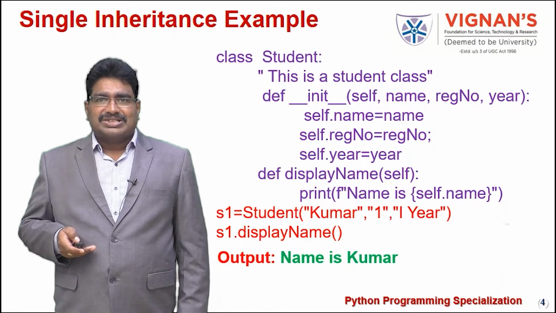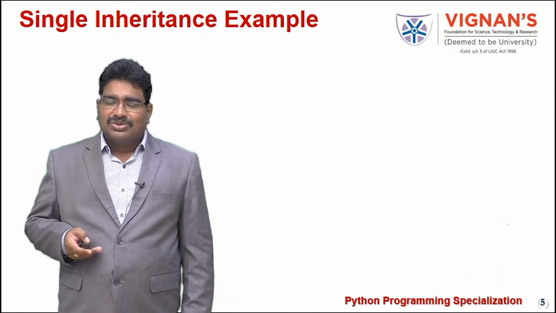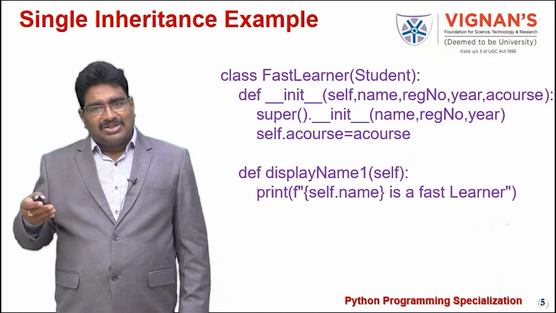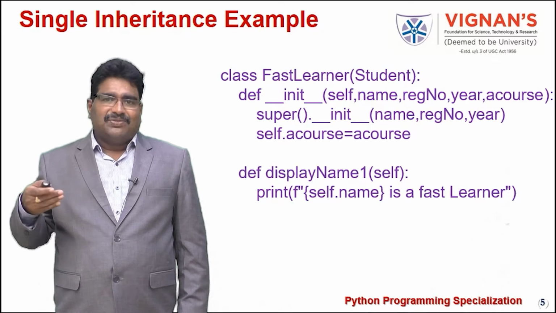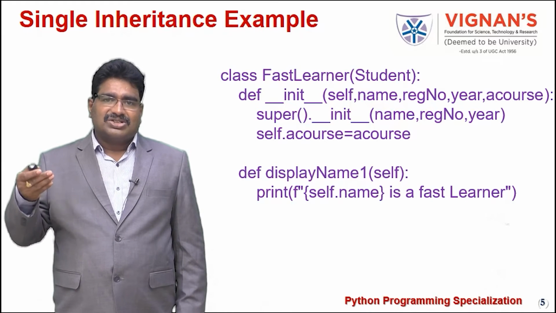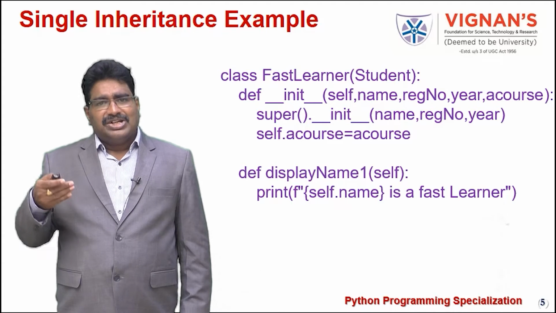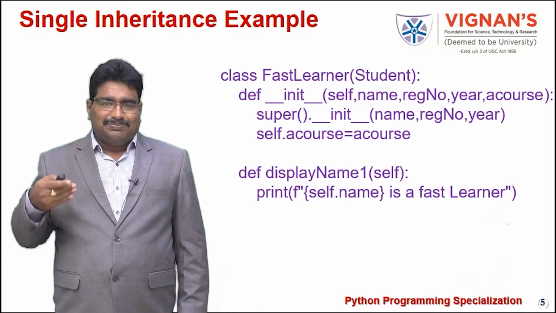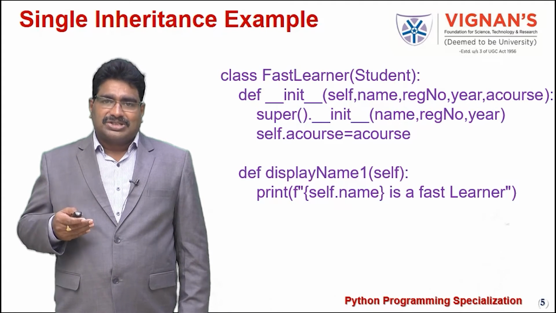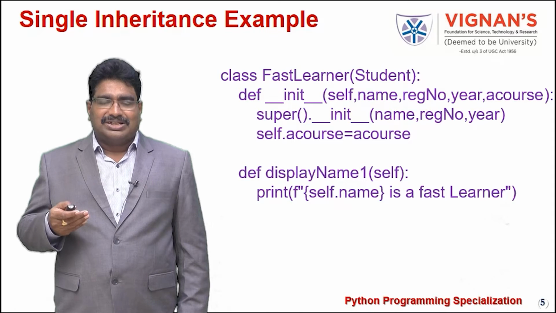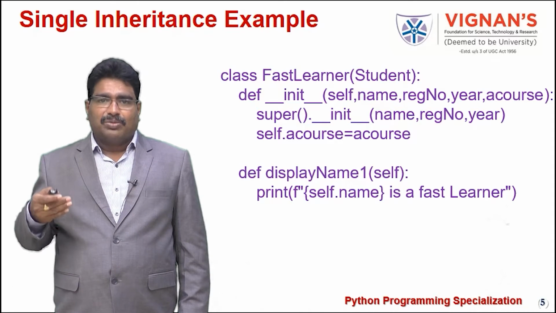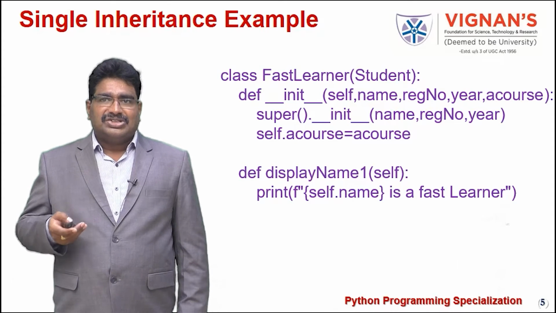So now we try to discuss the FastLearner. Here we are assuming that FastLearner must be derived from the Student class. So automatically the FastLearner also has the name, register number, and year. In addition to that, he is taking additional courses to enhance his skills. For that reason, we want to add one more attribute, the additional courses.